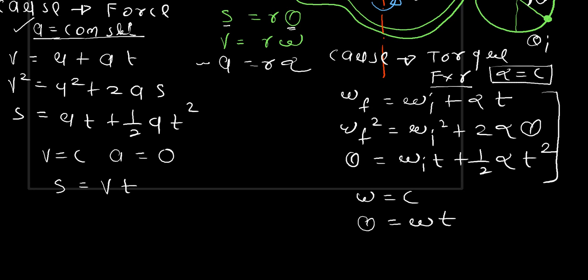So for any nth second, we also have calculated in linear motion s nth. What is the equation of s nth? You can recall: u plus a by 2 into (2n minus 1).